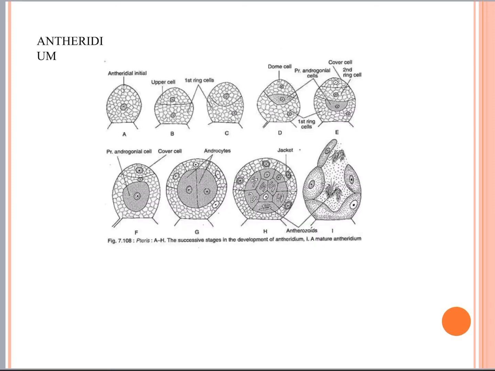It develops from an antheridial initial, and the division continues. From the antheridial initial, an outer jacket layer is formed, like here you can see the jacket layer, and in the center antherozoids are formed. The antherozoids are ciliated, they contain a lot of cilia, which allows them to swim and fertilize the egg of the archegonium. So this is what the antheridium looks like.